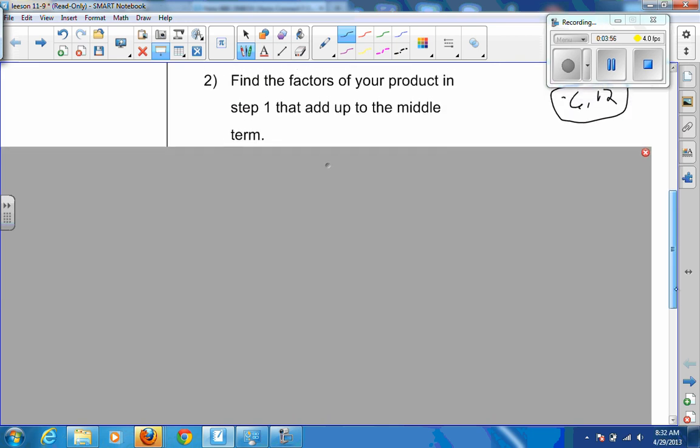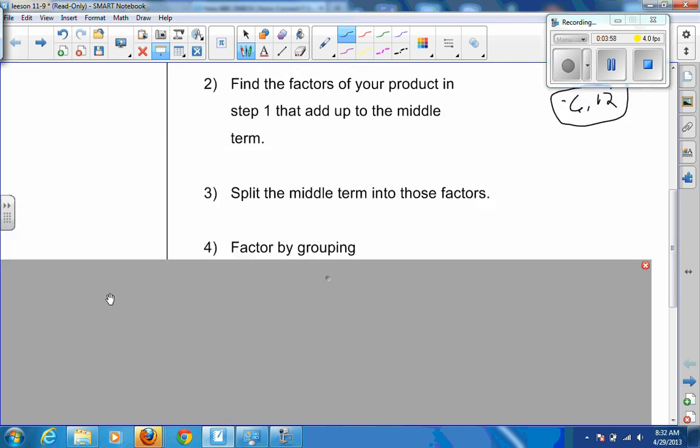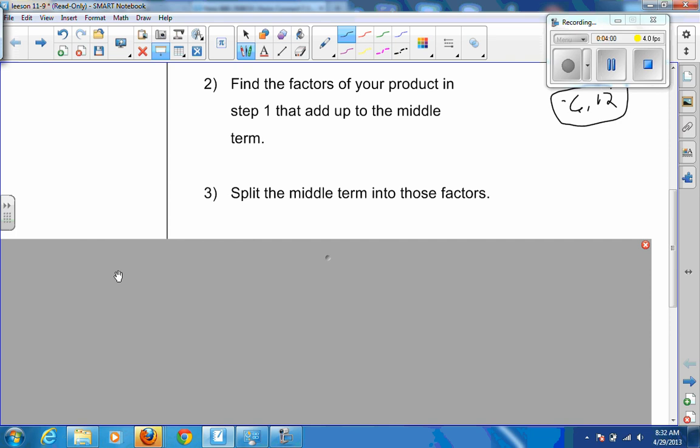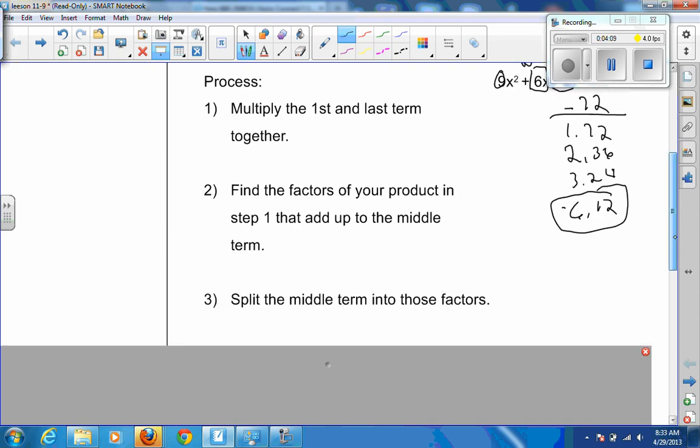Don't forget we use negative 6 and 12. All right, step 3. We split the middle term into those factors, okay? We actually use those factors. So we split the middle term into those factors. So what does that look like? We actually rewrite the entire equation. So what do we have?